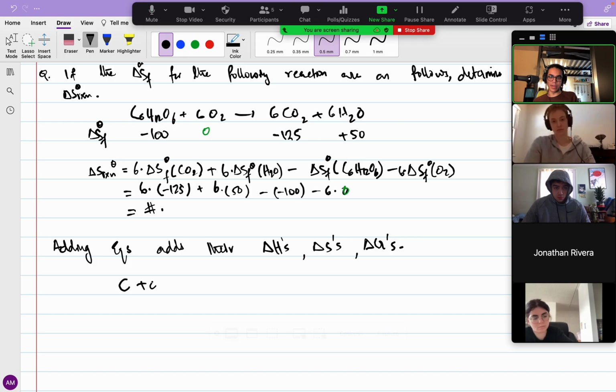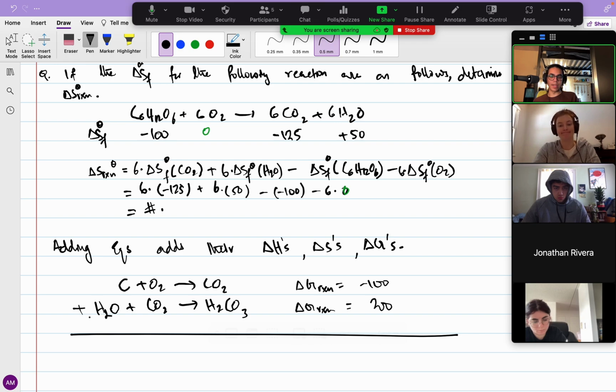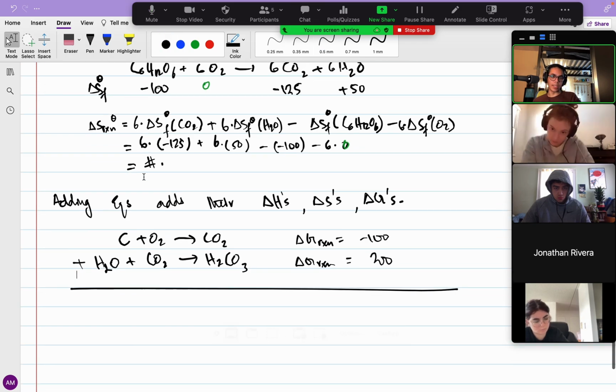Say carbon plus oxygen gives carbon dioxide. And let's say H2O plus CO2 gives H2CO3. This thing has a delta G reaction of, I don't know, negative 100. This thing has a delta G reaction of 200. If you add up the reactions, the delta G's add up.